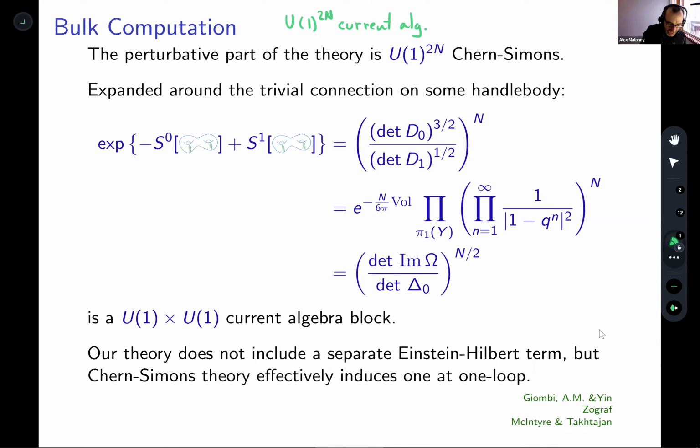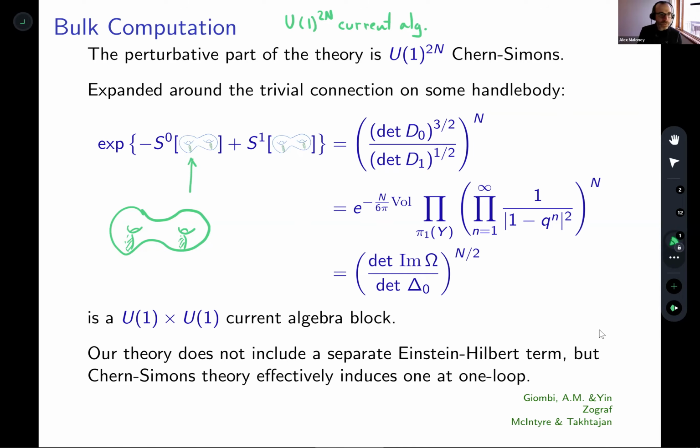Well, let's just imagine taking a bulk geometry, which is some handle body. Okay, so here it's going to be some way of filling in a Riemann surface with some three-dimensional geometry, which I've sketched here. Okay, and let's just imagine trying to compute the U1 Chern-Simons partition function expanded around the trivial flat connection on this handle body.